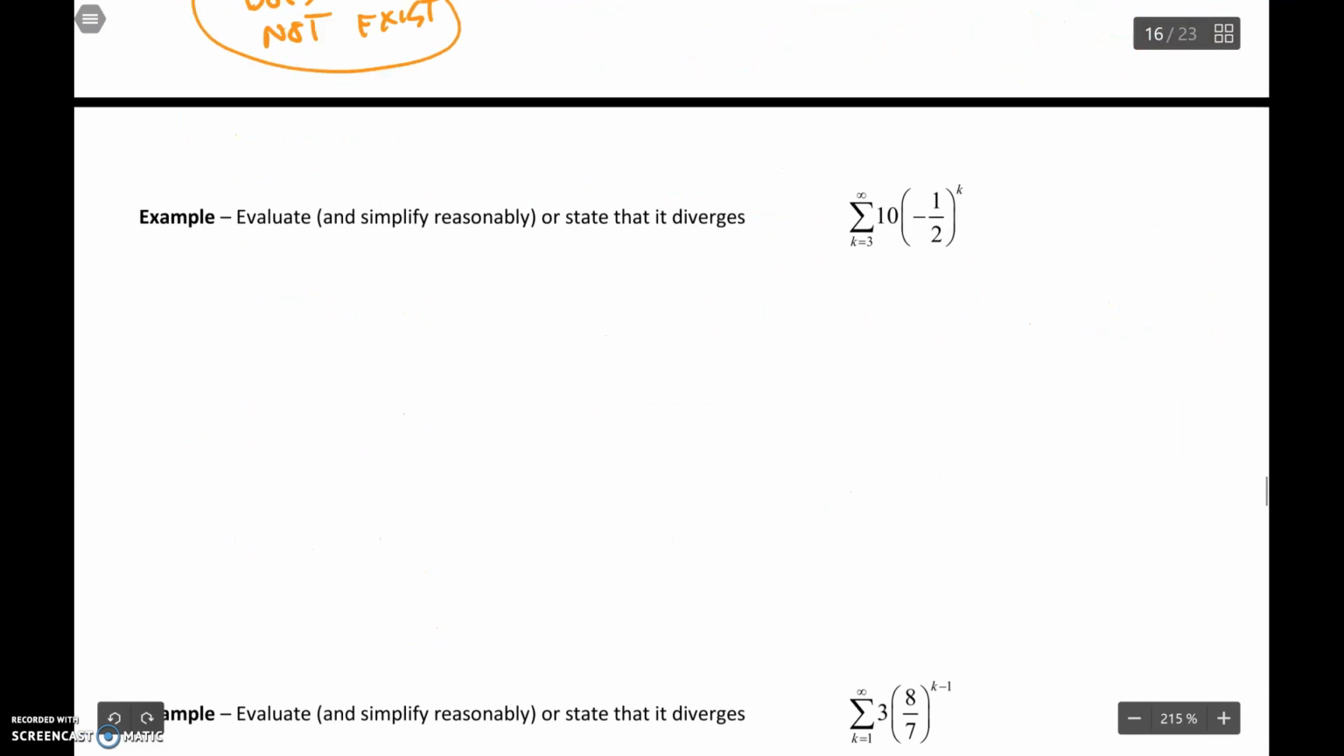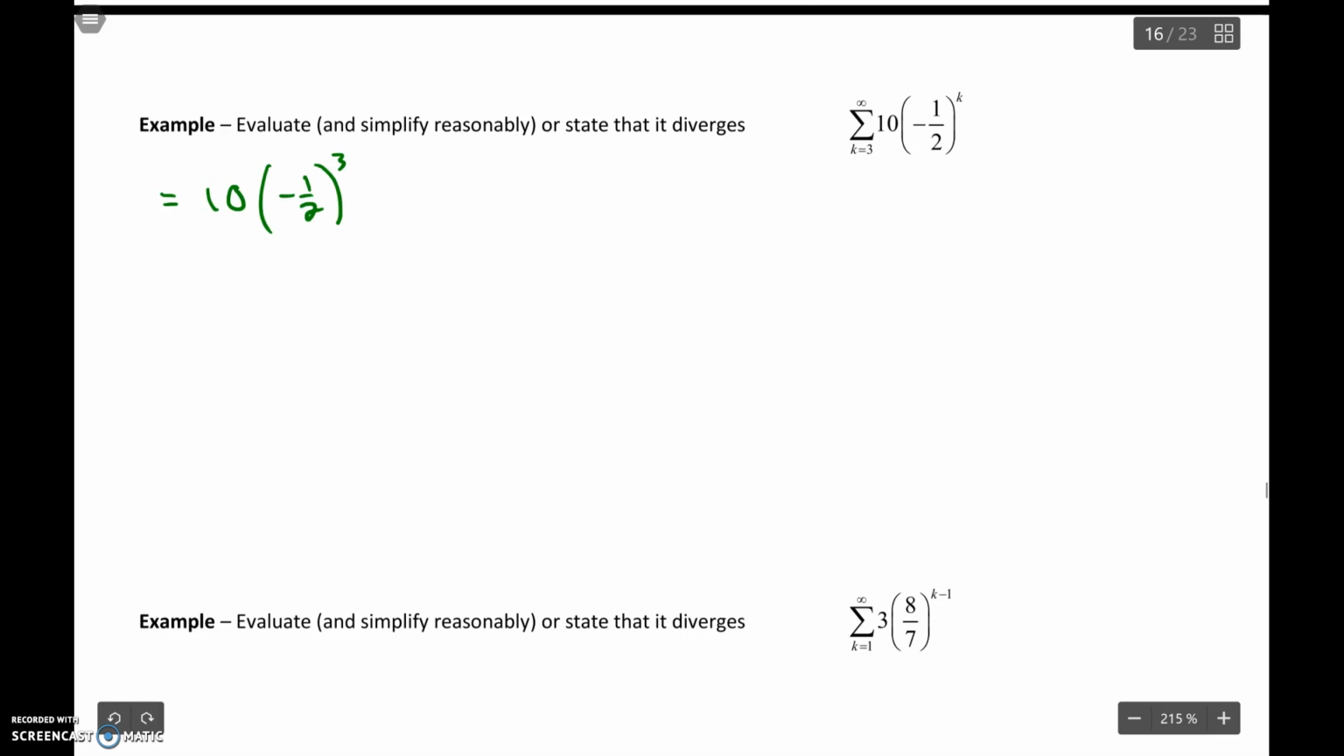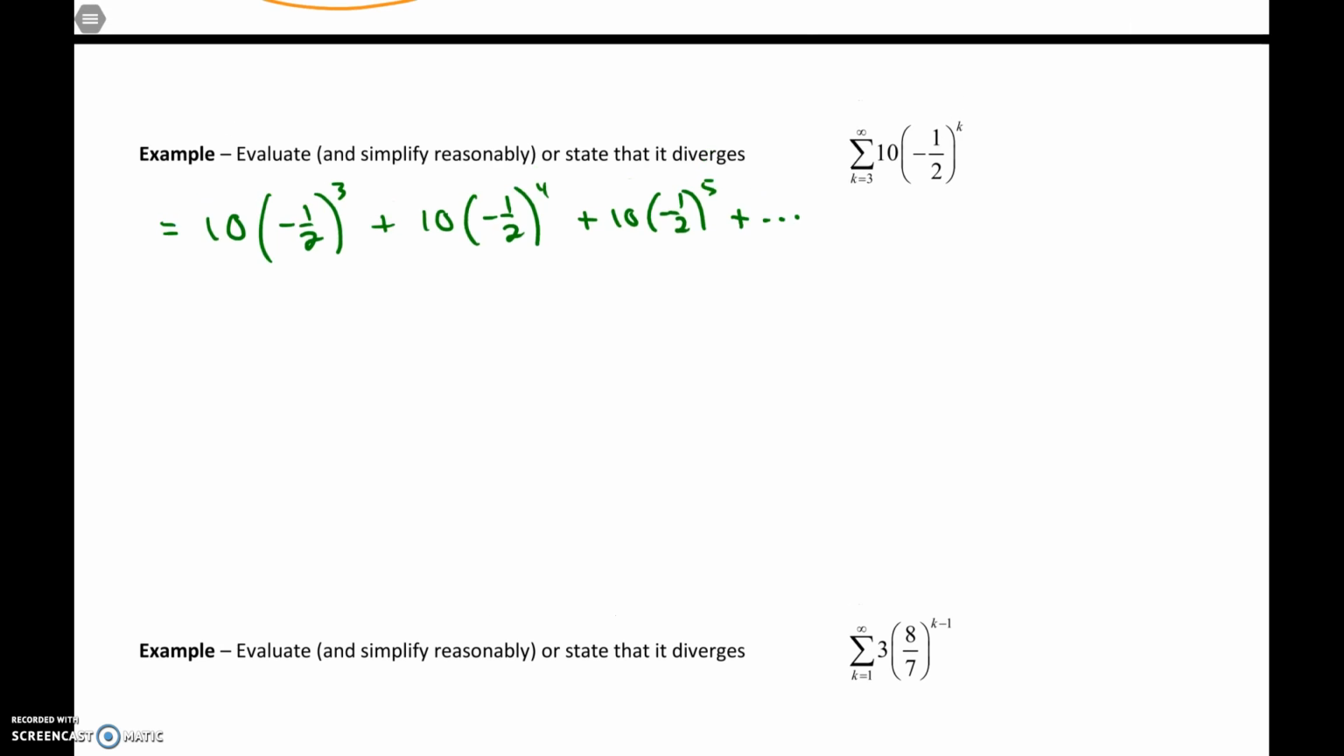All right. Evaluate and simplify reasonably. So now they're giving it to me in summation notation. If I had the calculator, I could just type this in and not have to worry about it. But of course, I will not give you a calculator on this type of problem on the test. So the first thing I would recommend you do is to write out the first few terms so you don't make any mistakes. So when k is 3, that's the first term. 10 times (-1/2) to the third power plus 10 times (-1/2) to the fourth power plus 10 times (-1/2) to the fifth power plus dot dot dot. And here there is no last term. I can't put in the last term.